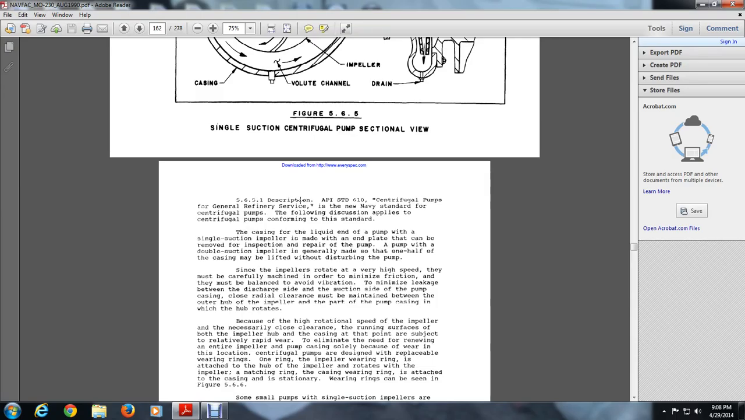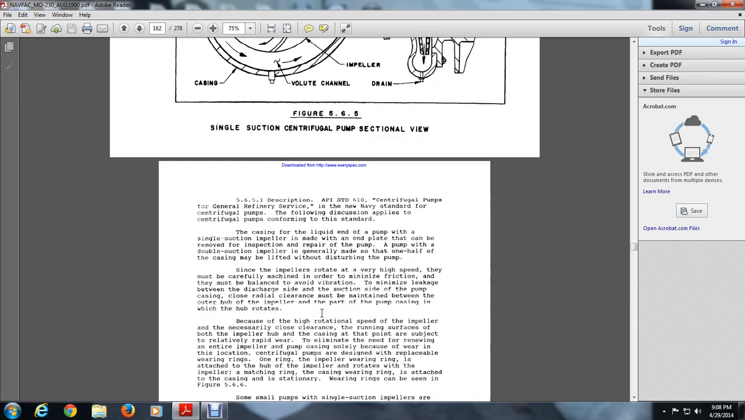The casing encloses the impeller, and a close radial clearance is maintained between the casing and the impeller hub as it rotates. The high rotational speed of the impeller necessitates a close clearance between the casing and the rotating surface of the impeller hub, which is subject to rapid wear. Without a replaceable part, the entire pump casing would need to be renewed solely because of wear in this location.